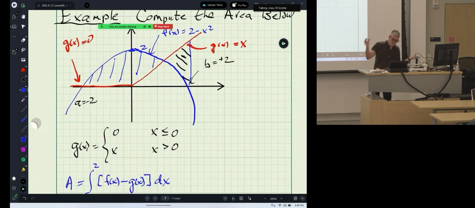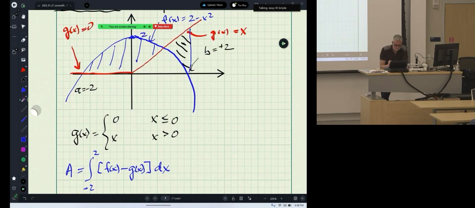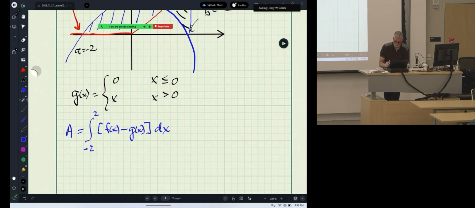Now, since g of x is not a simple function like sine or something like that, and it essentially involves an if statement, this integral would be a lot easier to evaluate if we could first evaluate it over the region from minus 2 to 0, where g of x has a simple form, and then from 0 to 2, where g of x also has a simple form.